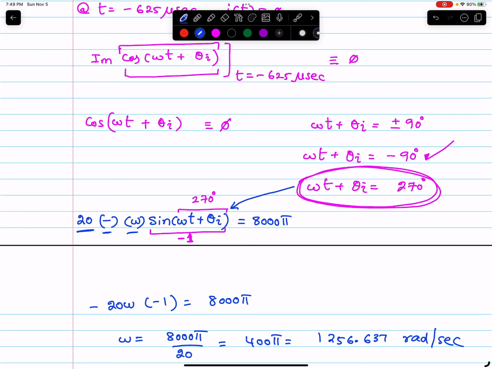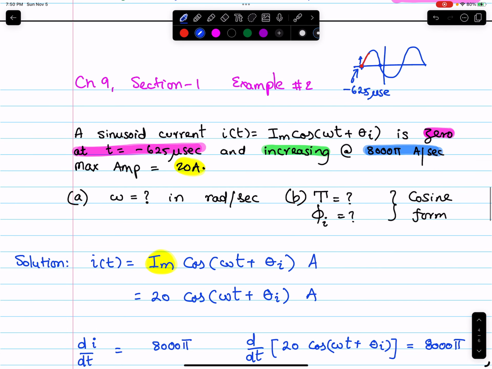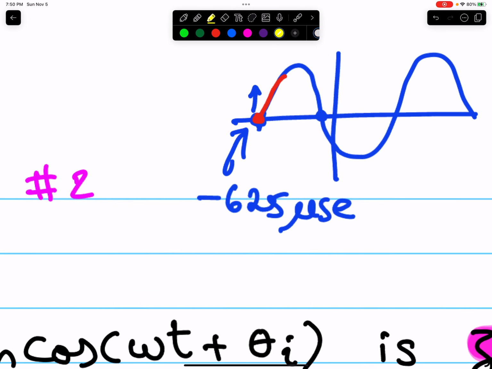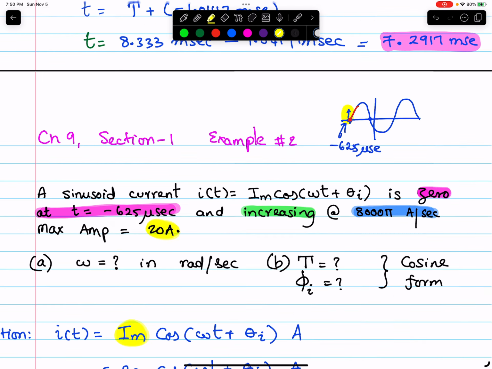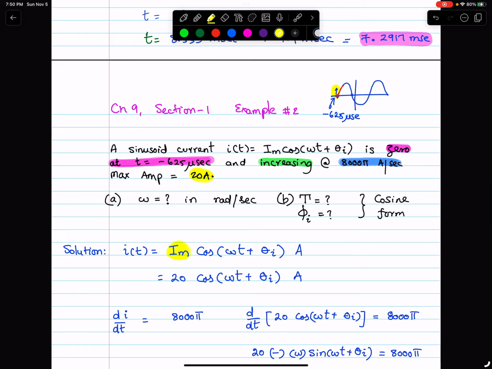Isn't that sweet? What we have done is to use three pieces of information, or actually, if you think about it, four pieces of information. The fact that it is increasing is also factored into the idea that it is negative 90, or 270 degrees.